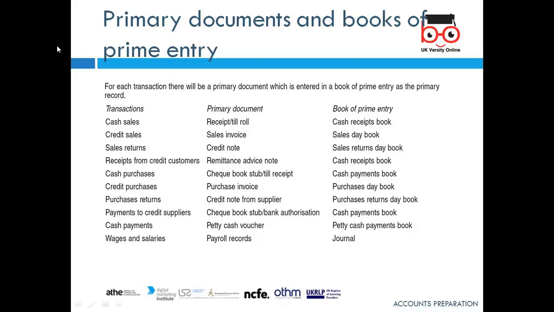Cash book, credit sales, sales return: these are all transactions that we record in primary documents. For a cash sale, we have a receipt and till roll. For a credit sale, we have a sales invoice, which we send to the customer to receive the money in future. When we have a cash sale, we put it in the cash receipt book. When we have a credit sale, we put it in the sales day book. The sales day book records all the credit sales, and then we receive the money on future dates.